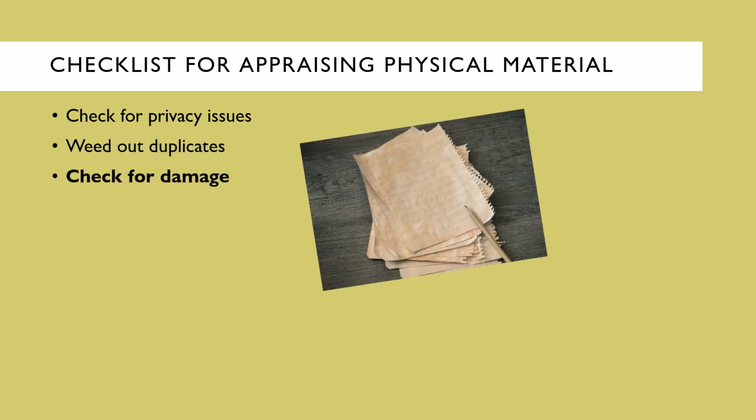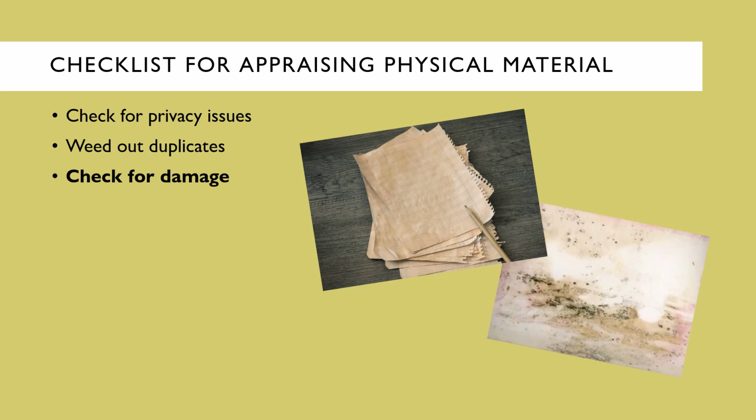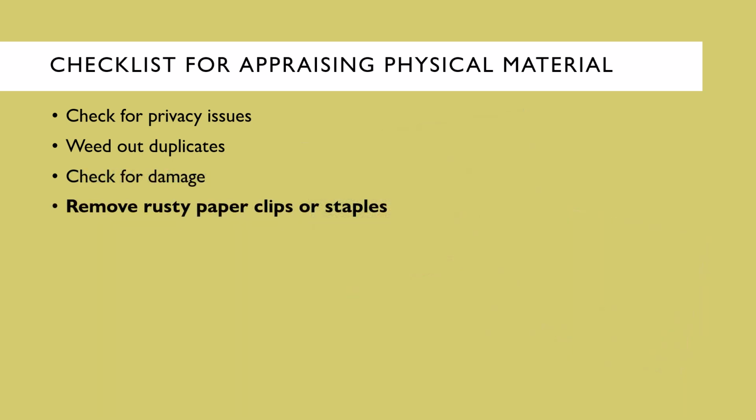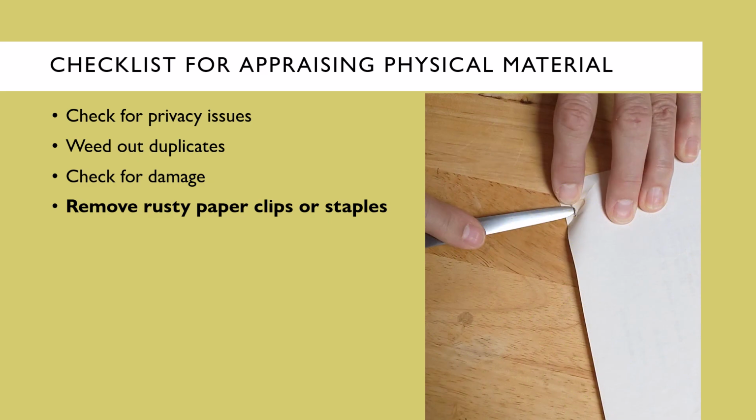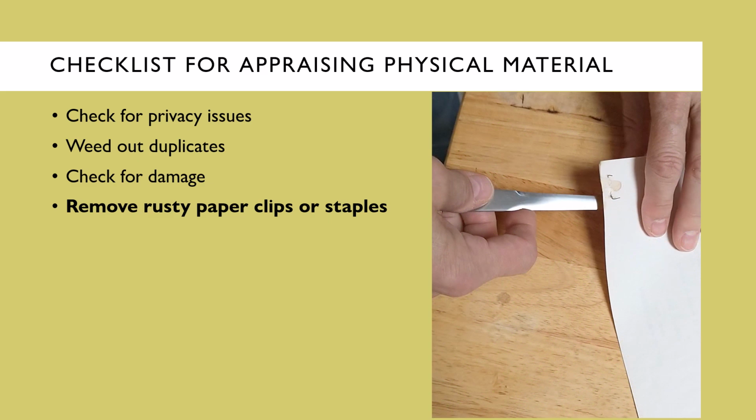Check for tears, mold, or yellowing. If you see mold, it's best to remove that paper from your collection, since mold will spread and contaminate everything it touches. Carefully remove any rusty paper clips or staples from any documents.